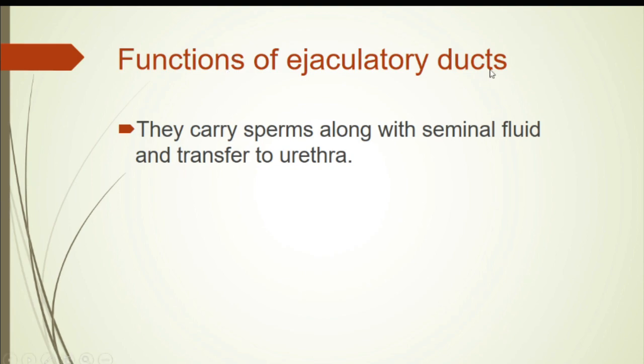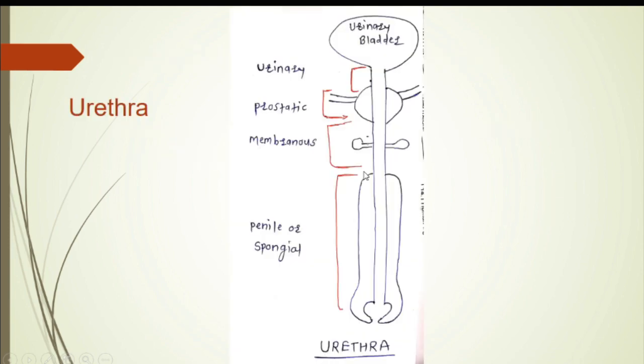The functions of the ejaculatory duct. The ejaculatory ducts carry sperms along with the seminal fluid and transfer them to the urethra. The last part, that is the urethra, we will see over here. You can see this is the urinary bladder, and from the end of this urinary bladder, the urethra arises, and this urethra is passing like this, up to here.